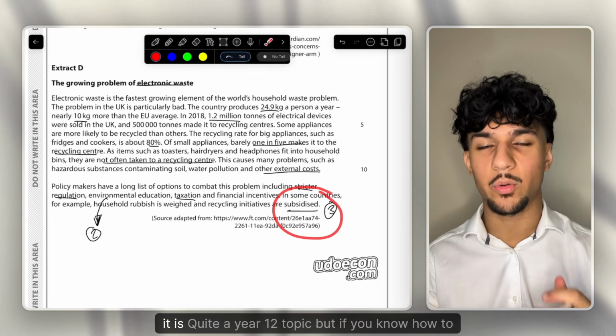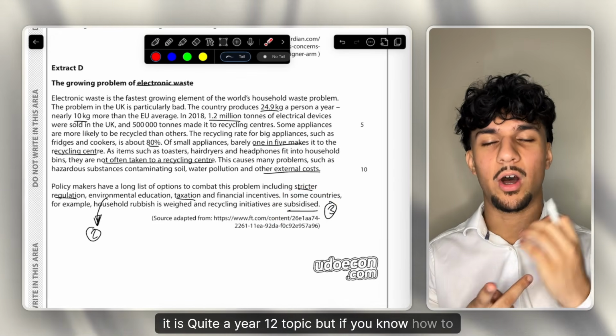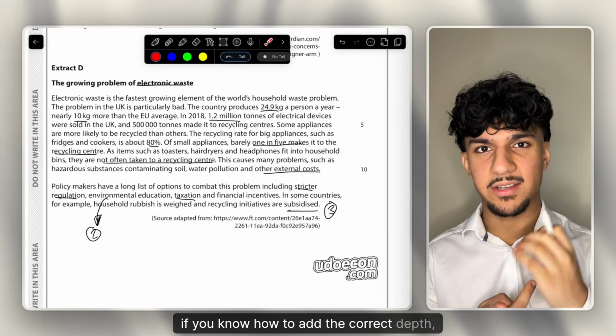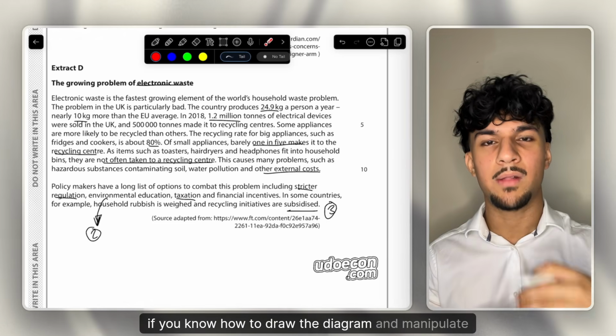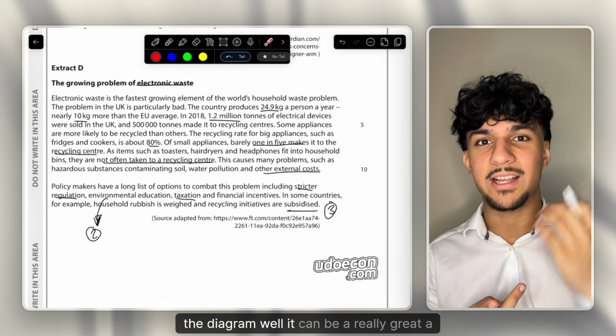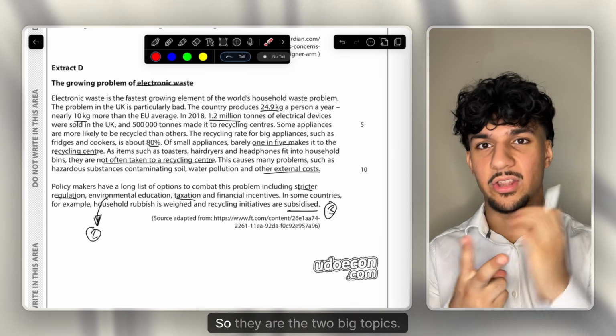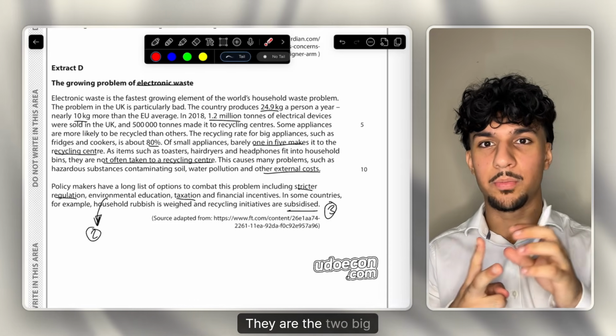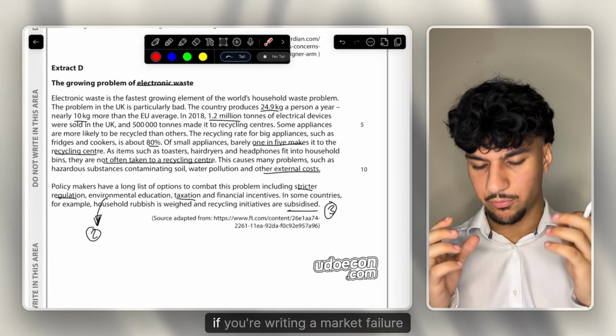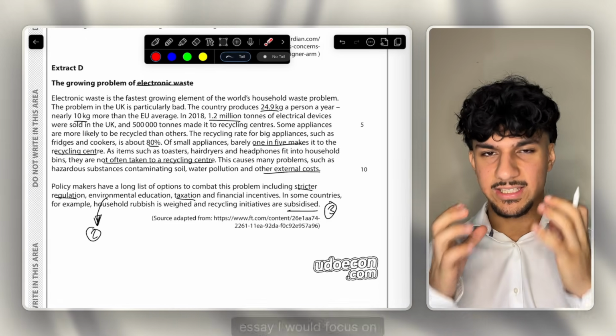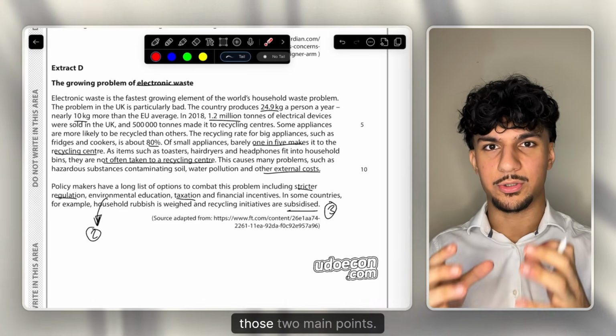Now subsidies, it is quite a year 12 topic, but if you know how to develop it, if you know how to add the correct depth, if you know how to draw the diagram and manipulate the diagram well, it can be a really great A-star paragraph. So they are the 2 big topics, the 2 big points I would focus on if you're writing a market failure essay.